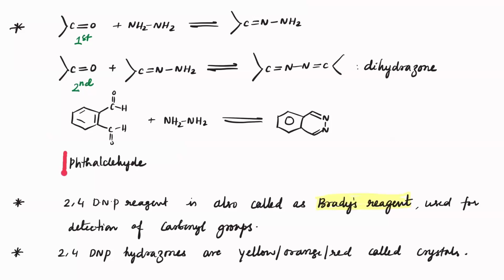Next one is phthalaldehyde. So this is an aldehyde, this is an aldehyde, this is phthalaldehyde. In phthalaldehyde, if NH2 reacts here, the second NH2 will react here. And see, both of them are forming an imine form on both ends. You will get a double bond like this. Got it? So it is like a hydrazone, but a cyclic hydrazone, so it is called phthalhydrazone.